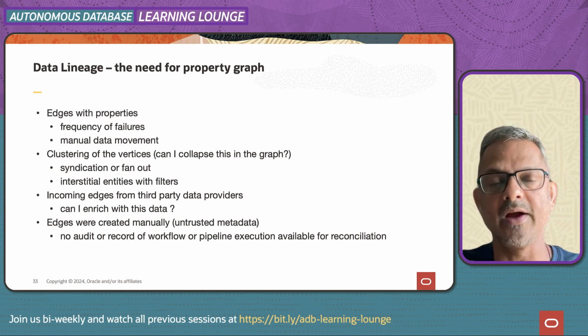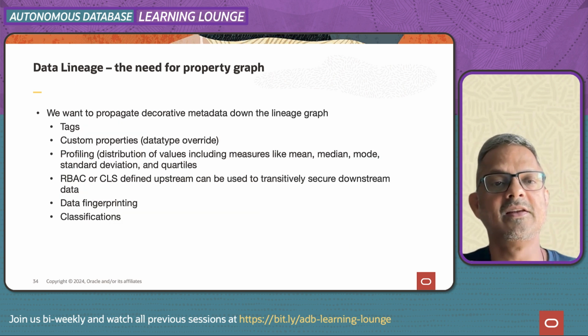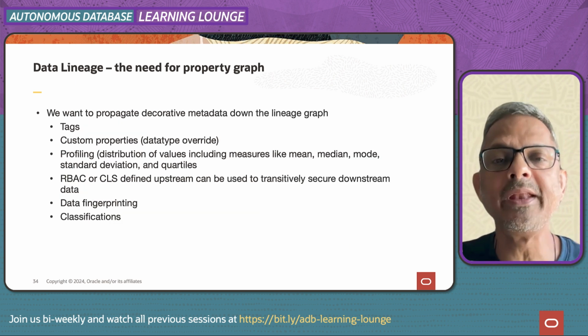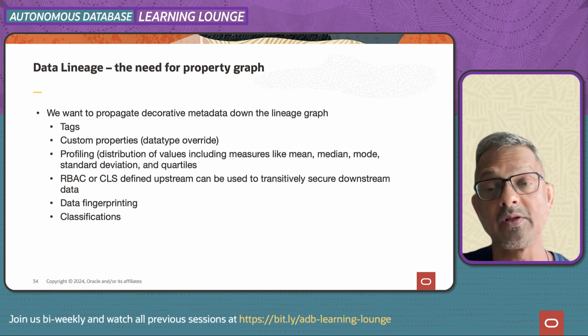So I want to just maybe skip the rest of the stuff in the interest of time. There is so much declarative metadata we have as part of the Lineage Graph.